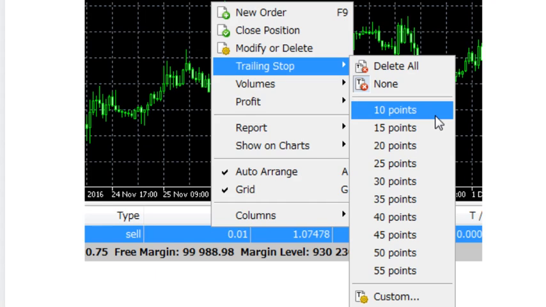For a long position, an investor places a trailing stop loss below the current market price. For a short position, an investor places the trailing stop above the current market price.